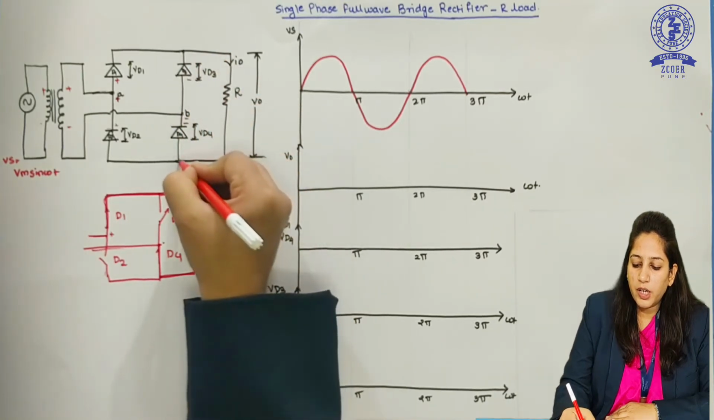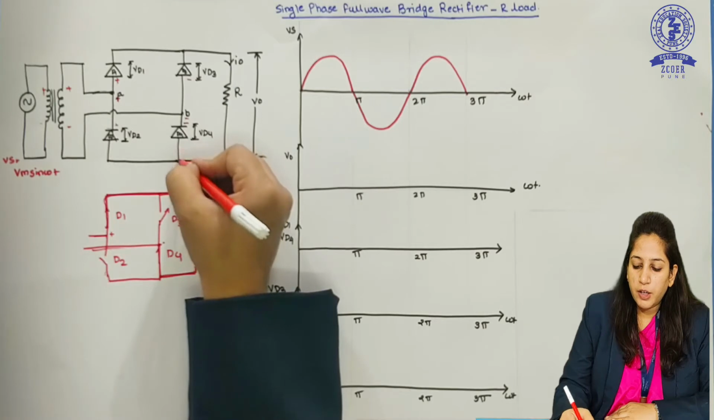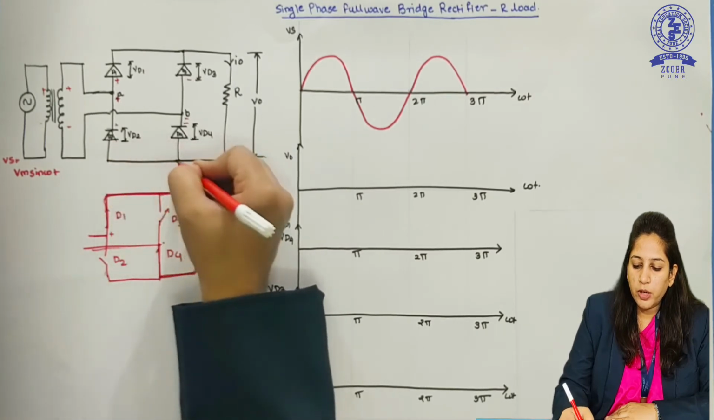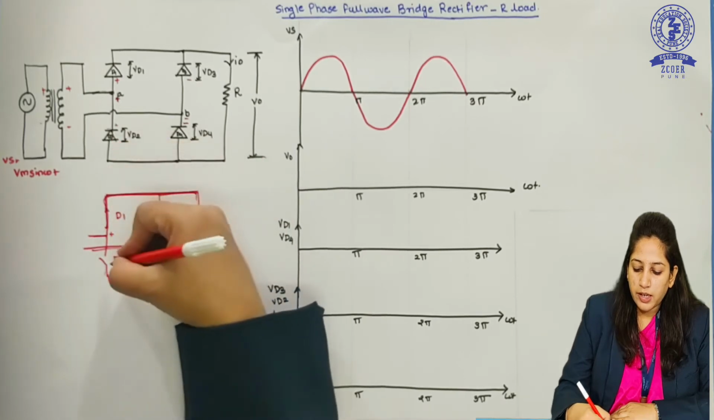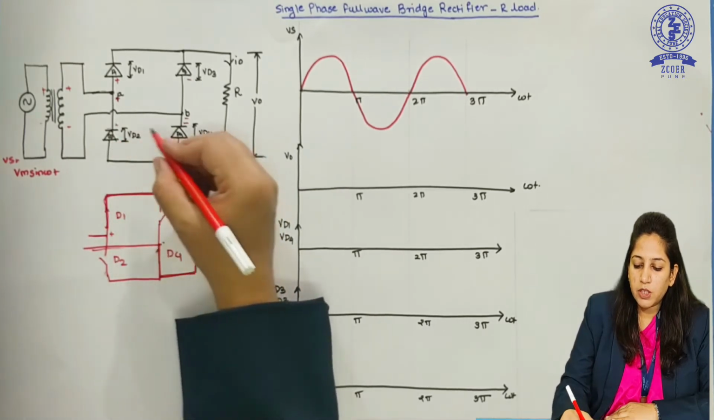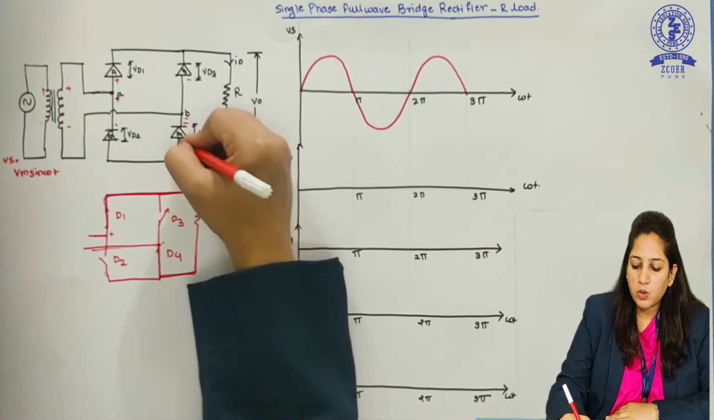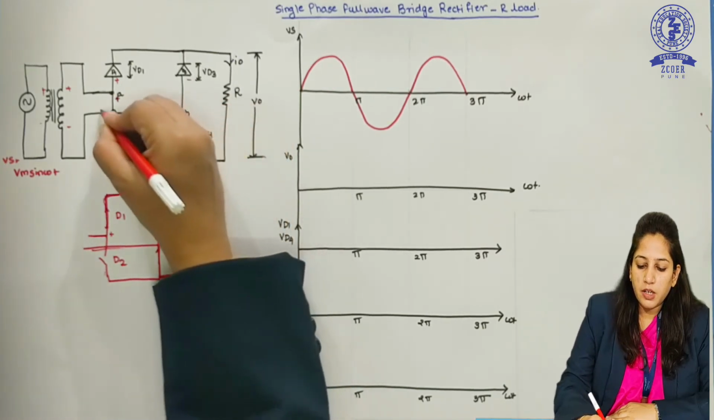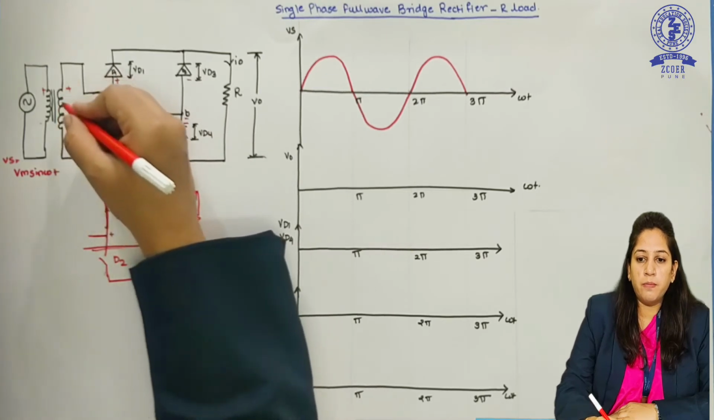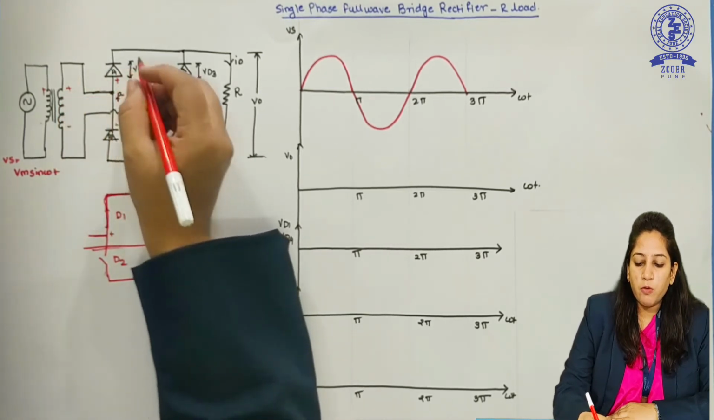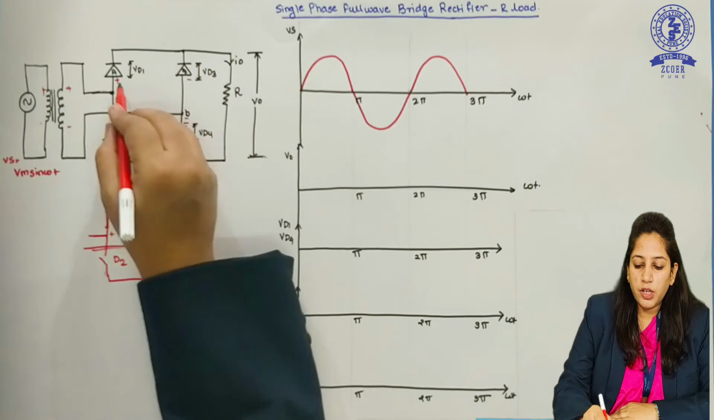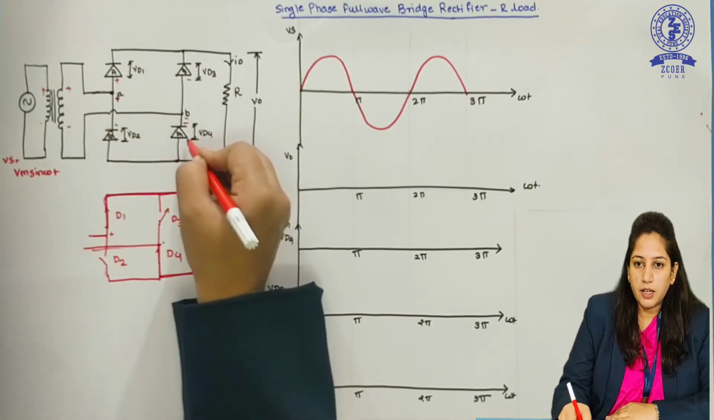Again here on this point it will be divided into two paths, one will be going to D2 and one will be going to D4. So D2, again, is an open switch because of reverse bias, and D4 is conducting, it is forward biased, and so from here it will be completing a path. So in this way, for the positive half cycle, my diodes D1 and D4 will be conducting.